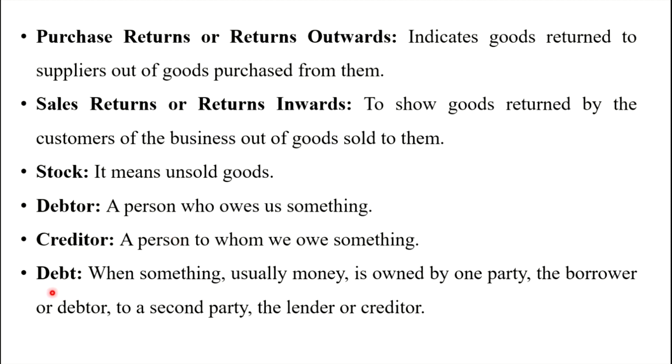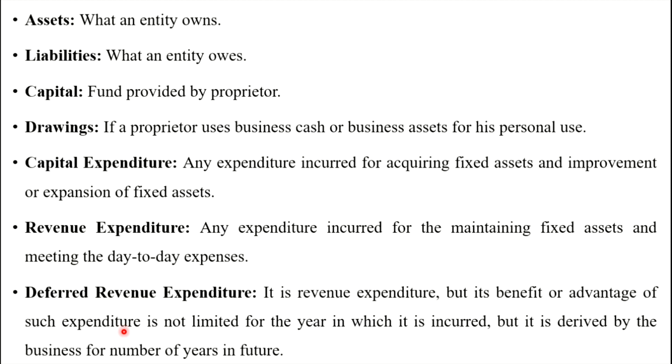Then debt. What is meant by debt? Debt is simply a loan or obligation. When something, usually money, is owed by one party, the borrower or debtor, to a second party, the lender or creditor, that is nothing but debt. There is another type of debt we come across, that is bad debt. Bad debt means the debt which cannot be recovered.